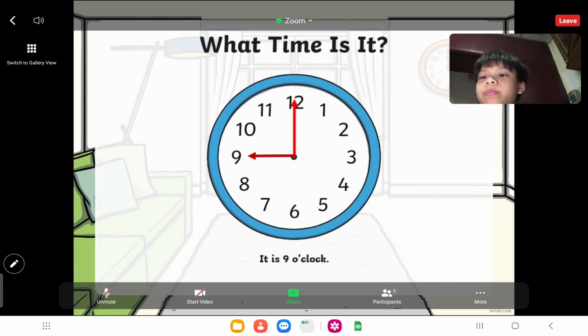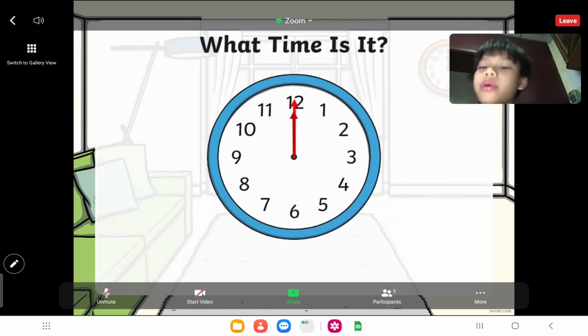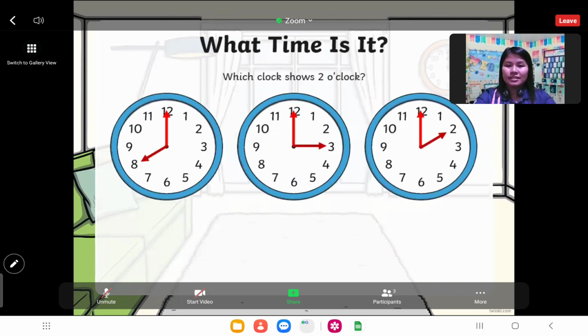If this clock is 9 o'clock because the hour hand is pointing to the 9, how about this one? 12 o'clock. 12. All right.